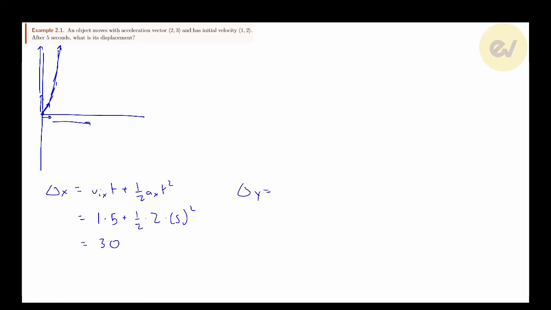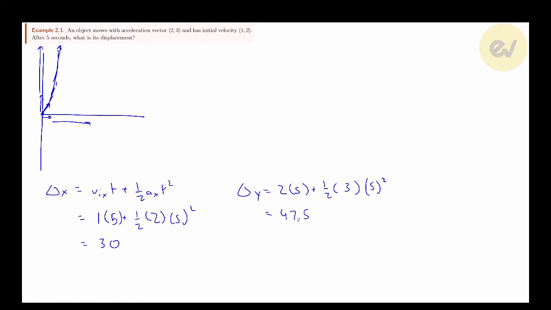Similarly, for y, it's just equal to the y component of the velocity times time, plus 1/2 times the acceleration of the y component times t squared. It's very similar to 1D kinematics. So for y, the initial velocity is 2 times 5 seconds. The acceleration is 3, and the time is 5. Actually, I'm going to go ahead and put parentheses just because I feel like it. And if you calculate this, you should get 47.5.